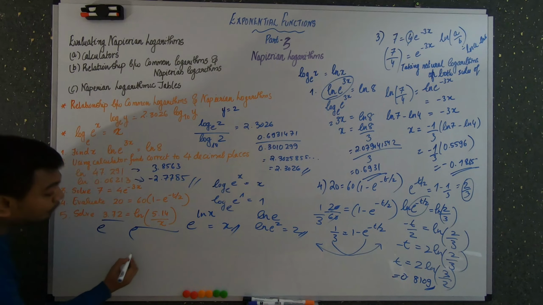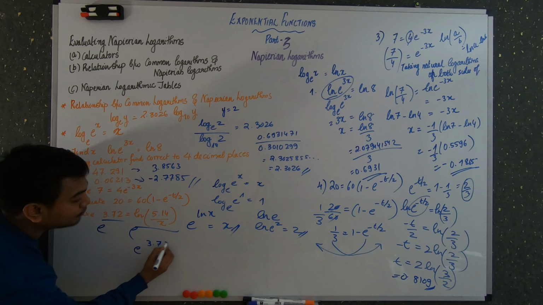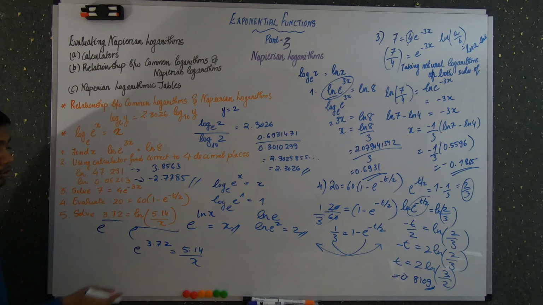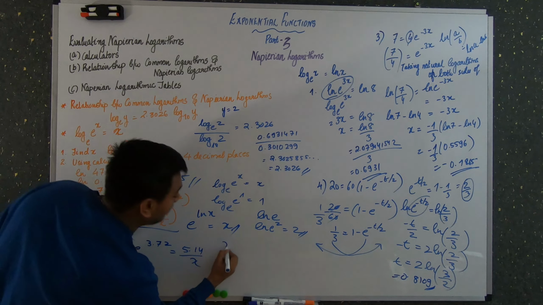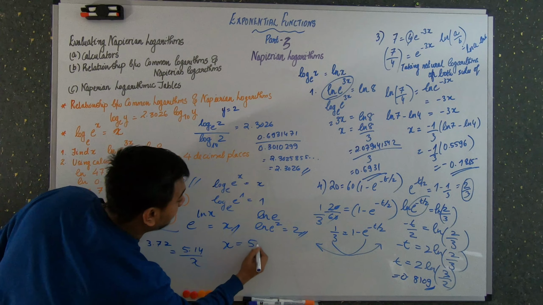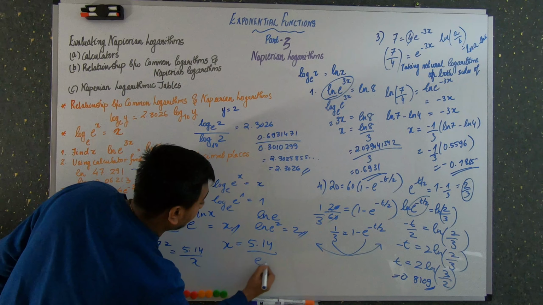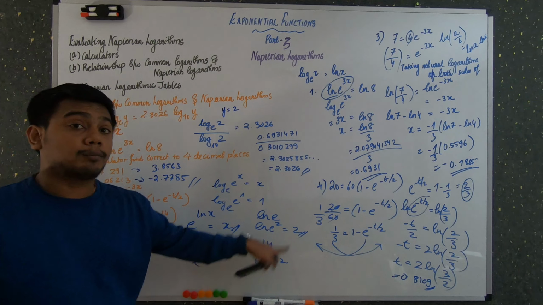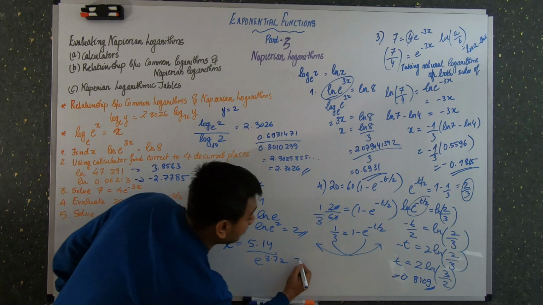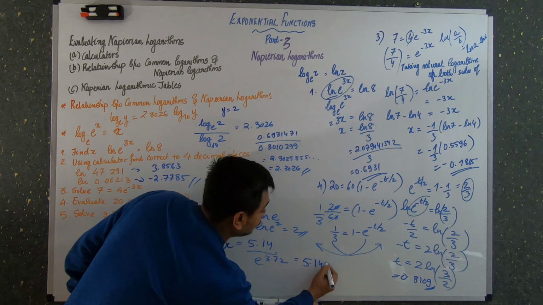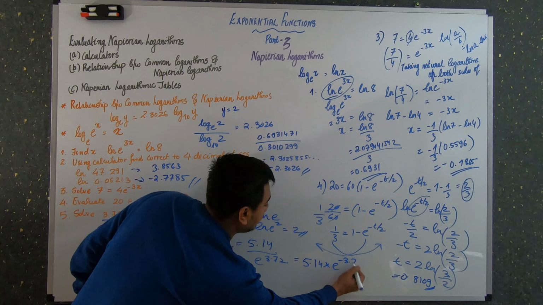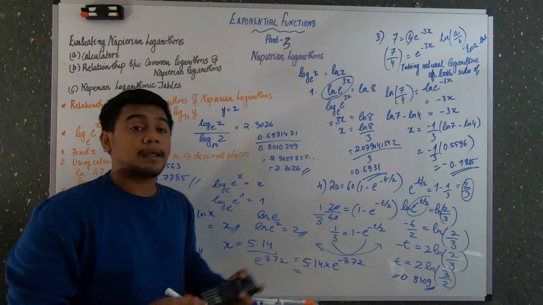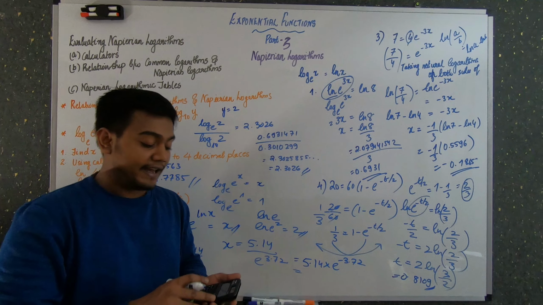So by this you can write e raised to 3.72 is the same as 5.14 by x. Just taking the reverse to find the value of x, x will be 5.14 by e raised to 3.72. If I take this e raised to term to the upside of the equation, it becomes 5.14 into e raised to minus 3.72, right? So you just have to multiply both these terms and you will get your final answer.